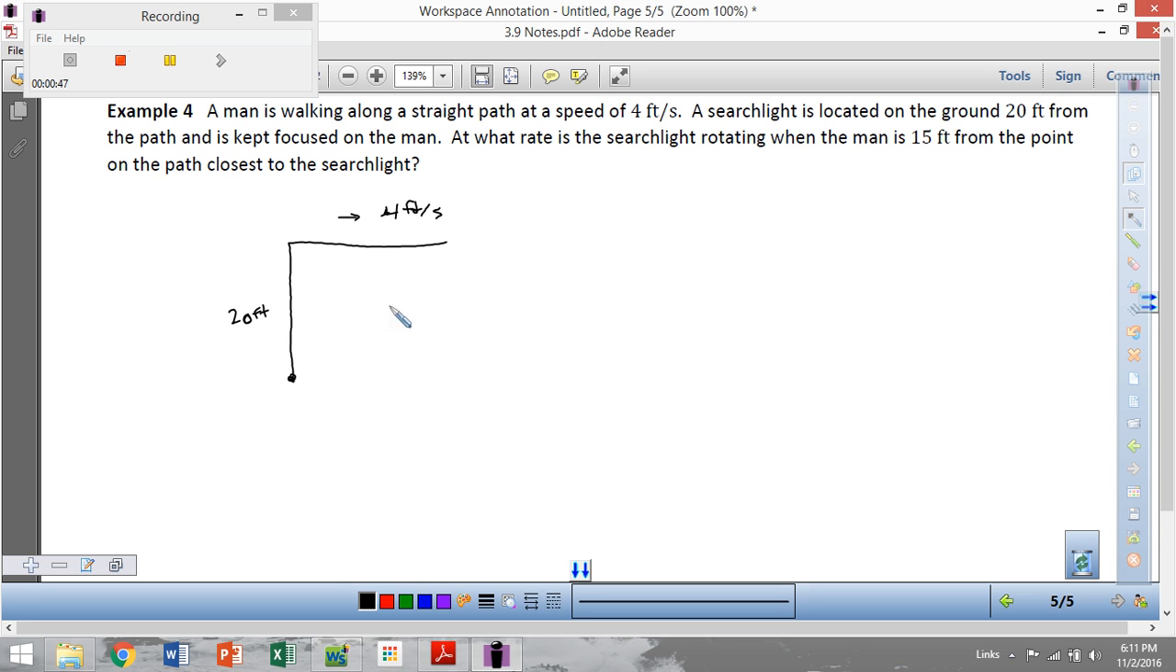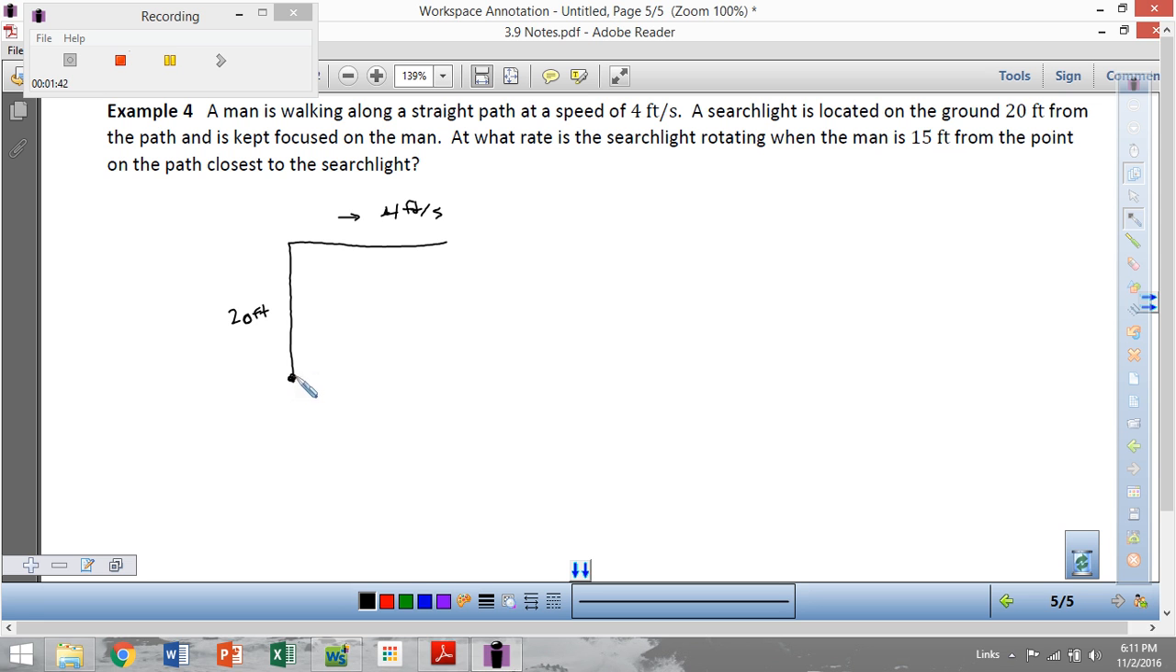So this angle of this spotlight is going to turn based on where this guy is at any point in time. At what rate is the searchlight rotating when the man is 15 feet from the point on the path closest to the searchlight? And it's maybe kind of difficult to understand what that's saying.